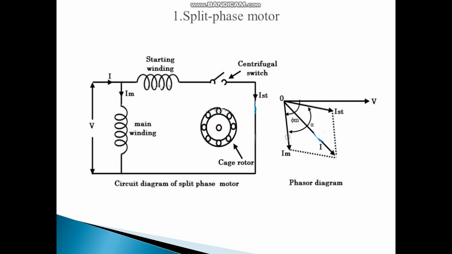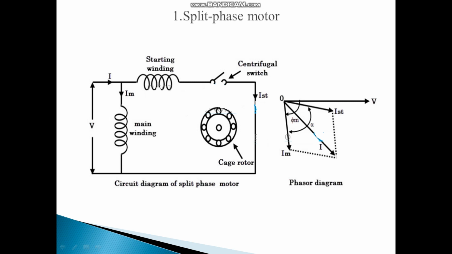Suppose V is the applied voltage across the motor and I is the total current flowing through the motor. It will be divided into two parts. Im is the current through the main winding and Ist is the current flowing through the starting winding. In series with the starting winding, we connect the centrifugal switch. And here there is one rotor, a squirrel cage type rotor.